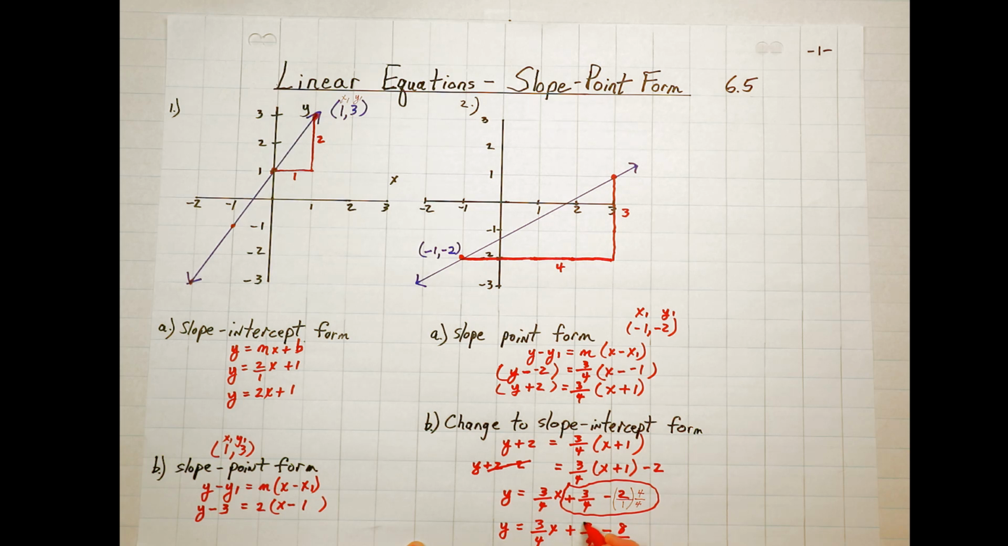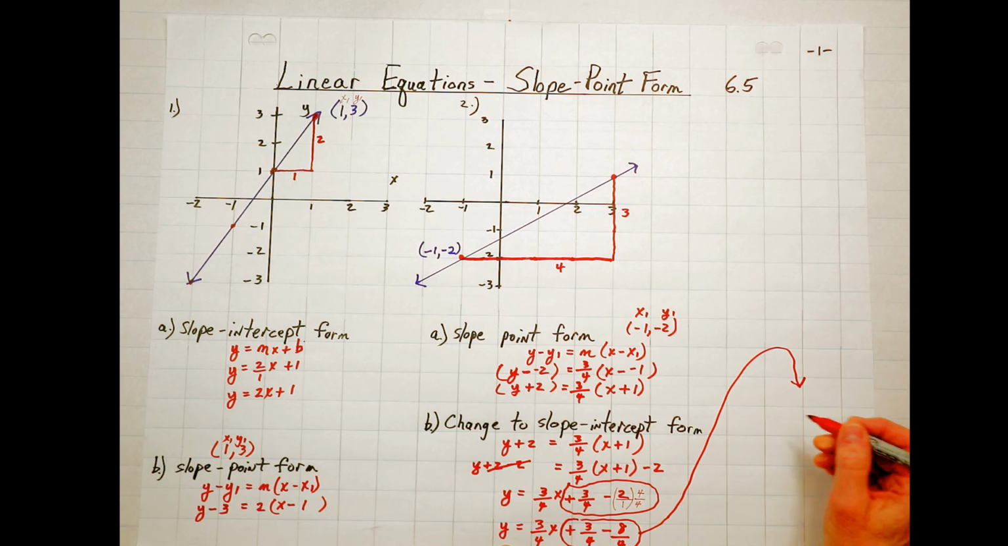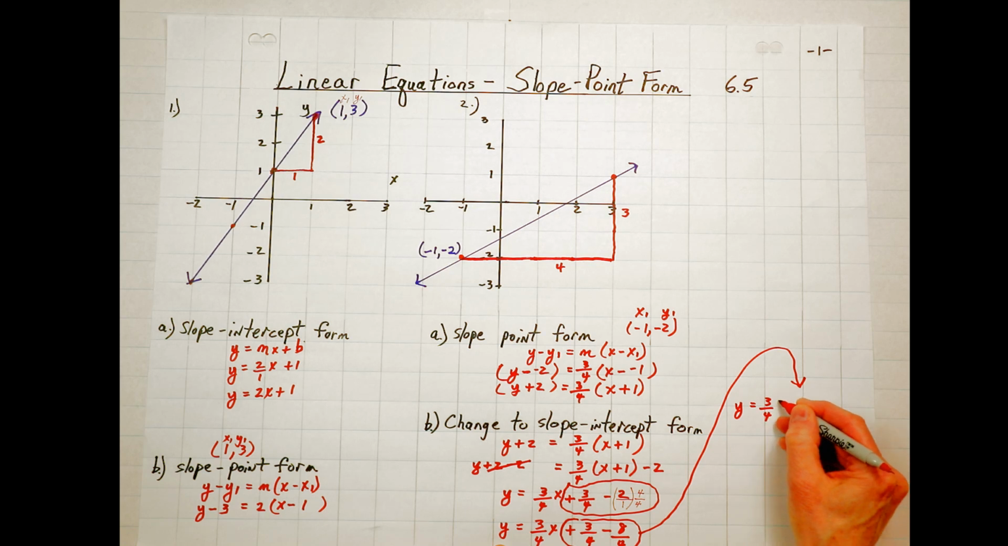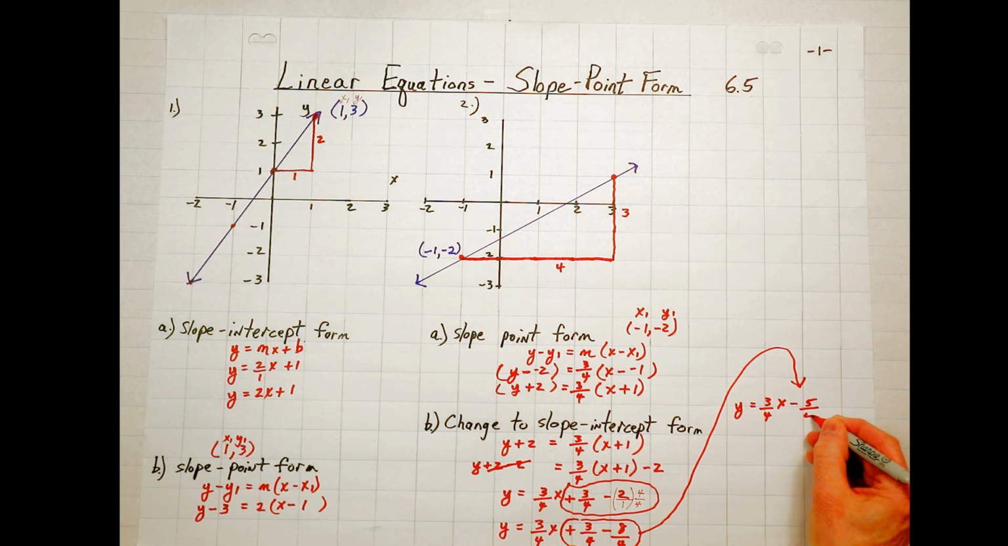Now remember, we're going to put these together because that's the whole idea of getting the common denominator, so we can put these two fractions together because they're like terms. Okay, so I'm going to come up here and write this as my final answer. Y equals 3 over 4x. Now if you have minus 8 over 4 and plus 3 over 4, minus 8 plus 3 gives you minus 5 over 4. And that is your equation in slope-intercept form.